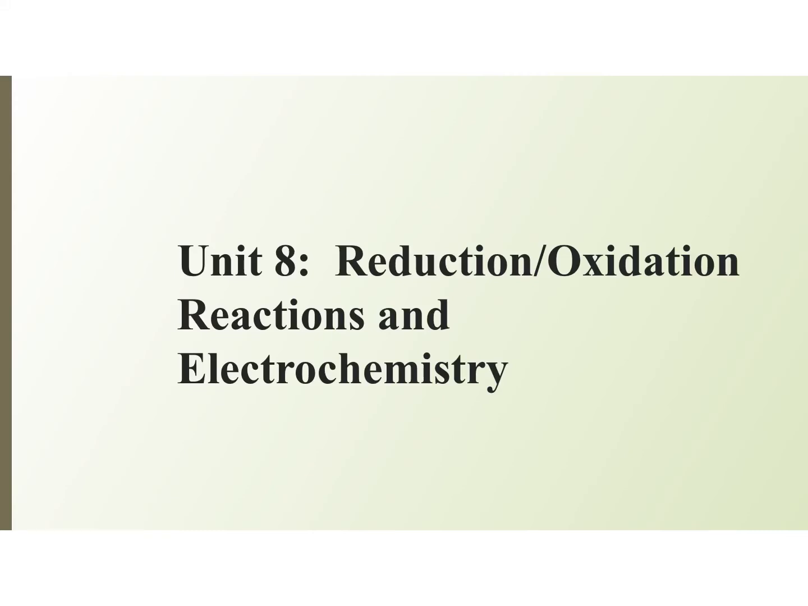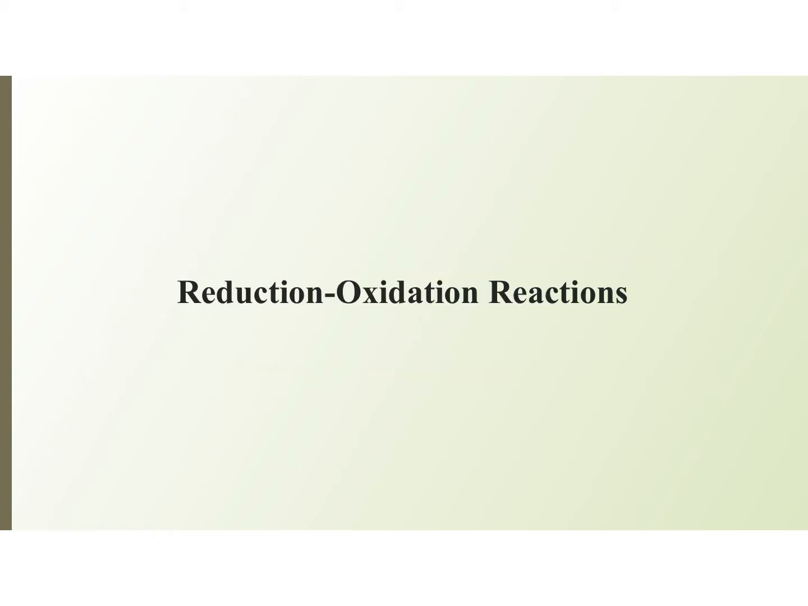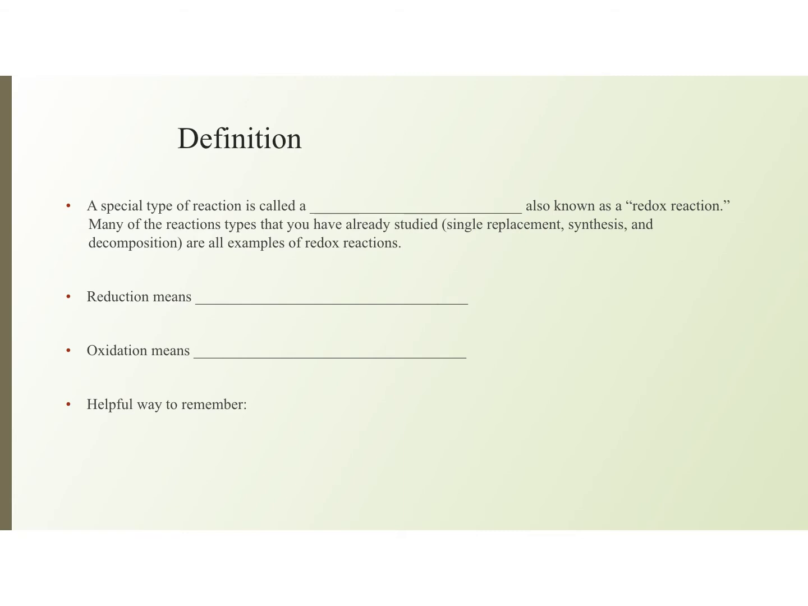In the final unit of applied chemistry, you're going to be learning about what you call redox reactions and also about electrochemistry. So in the first lecture, I am going to first be talking about reduction and oxidation reaction. So a special type of reaction is called, as you may be able to guess, a reduction-oxidation reaction, also known as a redox reaction.